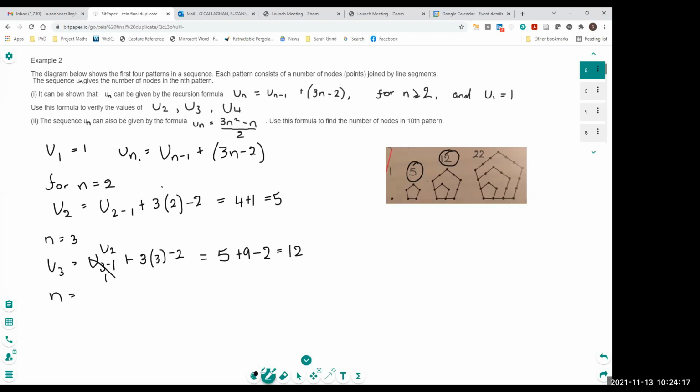And for n is equal to 4, we have u of 4 is equal to u of 3 plus 3 times 4 minus 2 is equal to 12 plus 12 minus 2 is equal to 22. Again, that's what we would have expected to see. So this is u of 1, this is u of 2, this is u of 3, and this is u of 4. So for here, n is equal to 4, n is equal to 3. Okay?